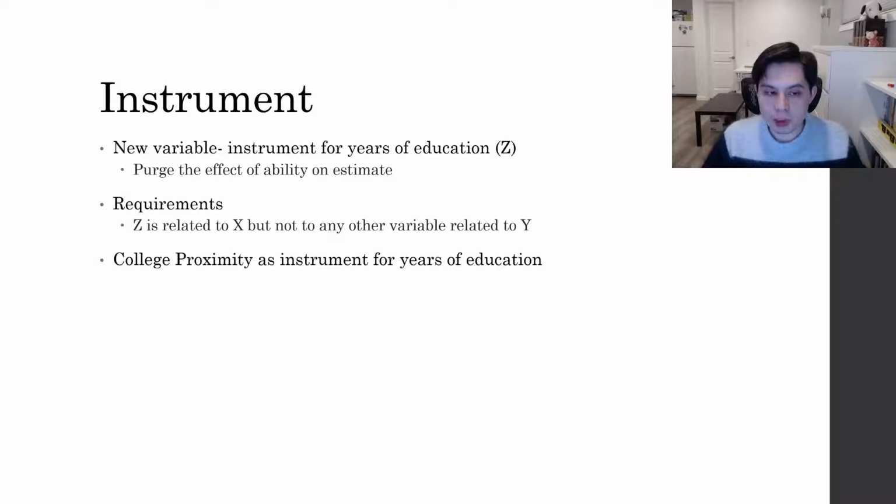In our example, someone's college proximity growing up is a possible instrument that would work, because someone's college proximity affects the likelihood that they would go to college, which affects their years of education, but it doesn't exactly affect someone's future earnings.